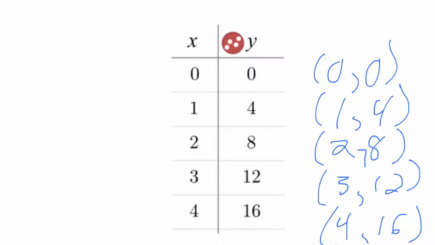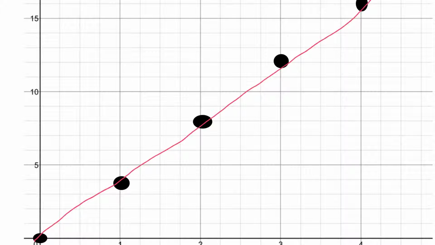That's the pattern here. So the first point was 0, 0. Second point was 1, 4. 1, 2, 3, 4. Alright. Second point, 2 times 4 is 8. 5, 6, 7, 8. 3 times 4? 12. And 4 times 4, or 4 squared? 16. Alright, again, we have ourselves a linear relationship. I hit all the dots this time. Alright.